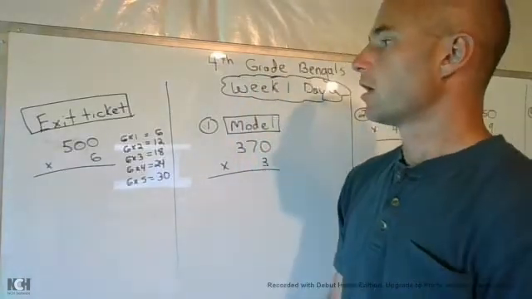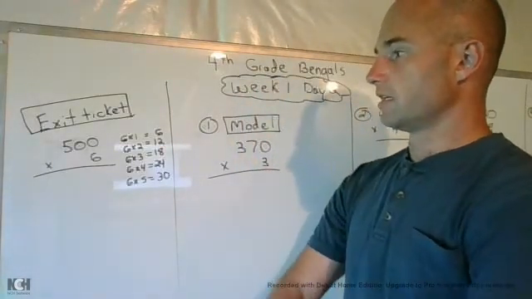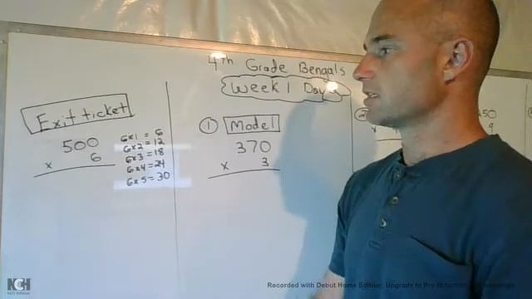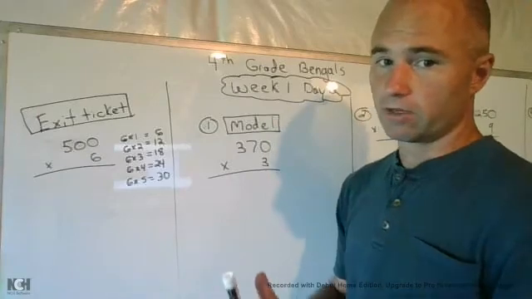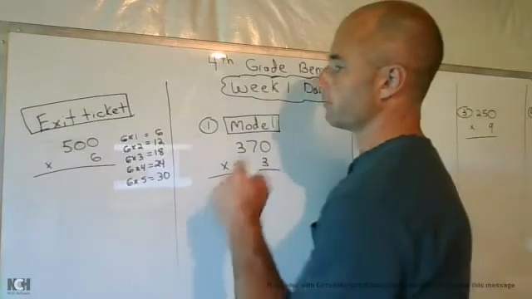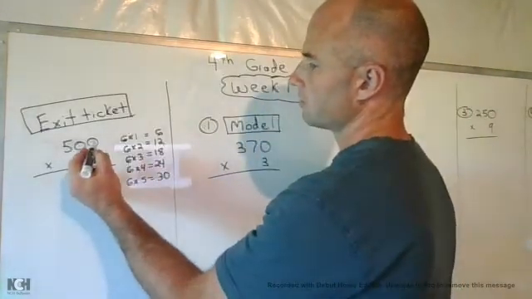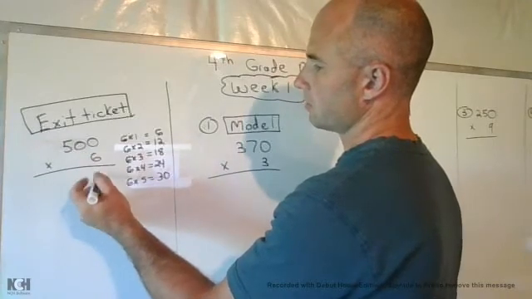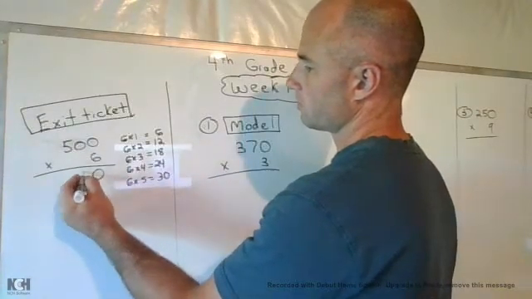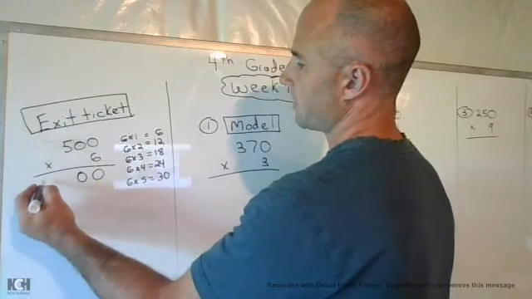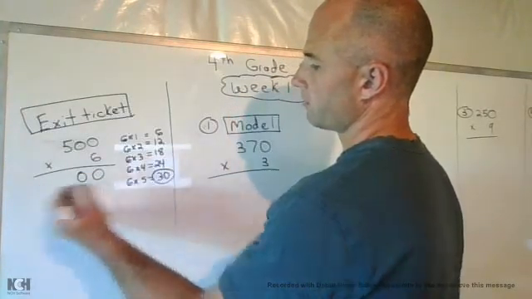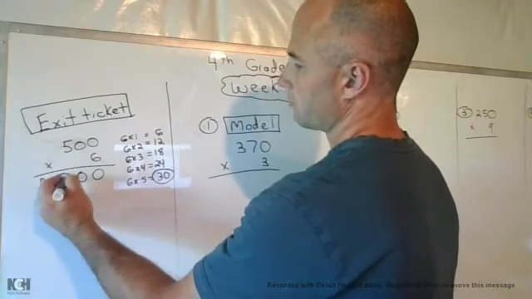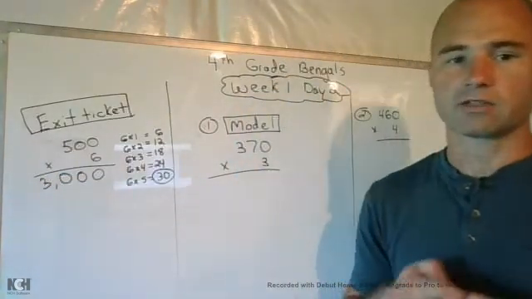Okay? So we have the exit ticket, 500 times 6. This was yesterday's exit ticket. Hopefully you did well. All right? So we have 6 times 0 gives you 0. 6 times 0 equals 0. 6 times 5 equals 30, according to my multiplication facts, therefore giving me 3,000 as my solution.